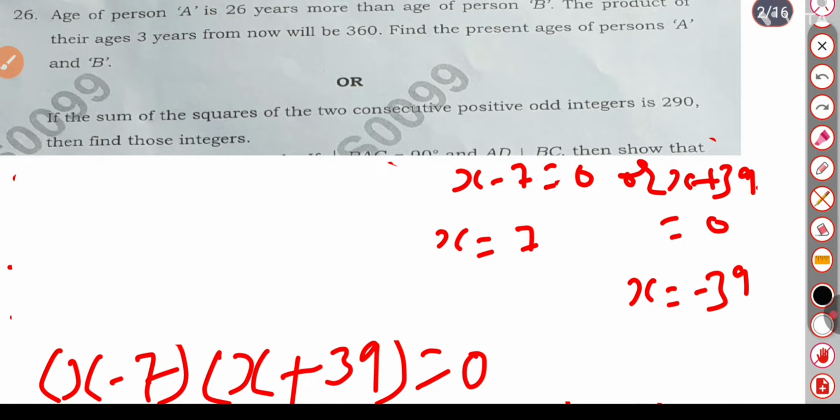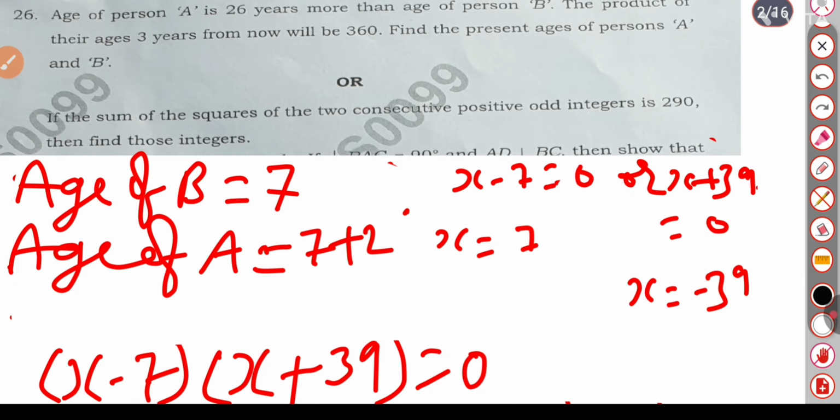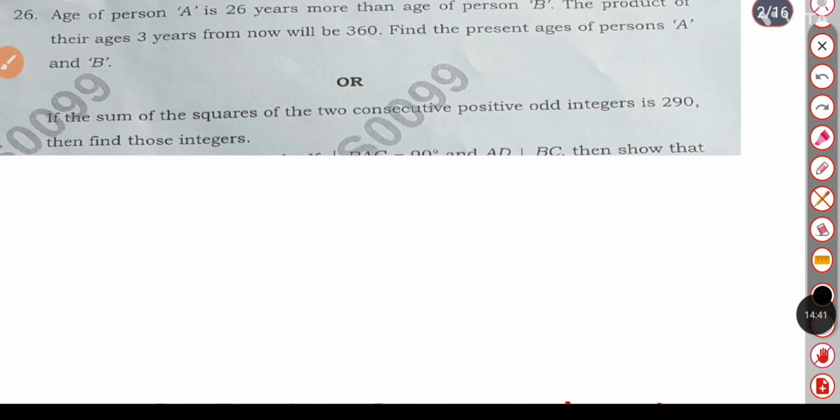So the age of B is 7. Then the age of A is what? 7 plus 26, that is 33. Next, our question: if the sum of the squares of two consecutive positive odd integers is 290, then find those integers. If one odd integer is x, another odd integer will be x plus 2.